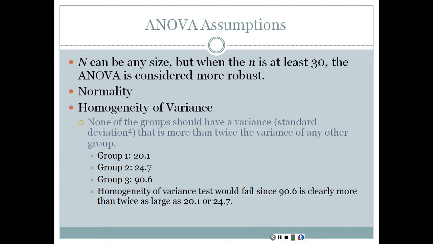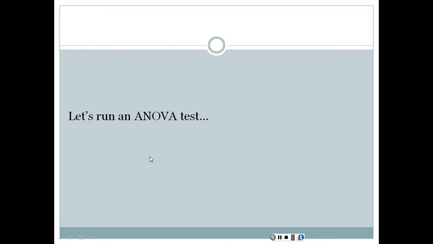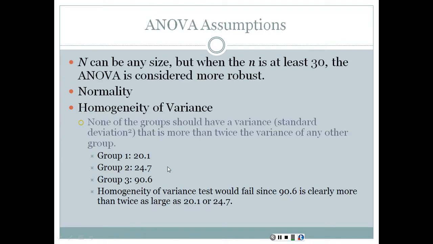But basically, the rule of thumb here is that none of the groups should have a variance, meaning the standard deviation squared, that is more than twice the variance of any other group. So for instance, if group 1's variance is 20.1, group 2's variance is 24.7, and group 3's variance is 90.6.